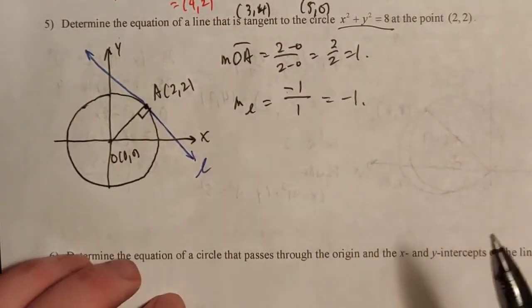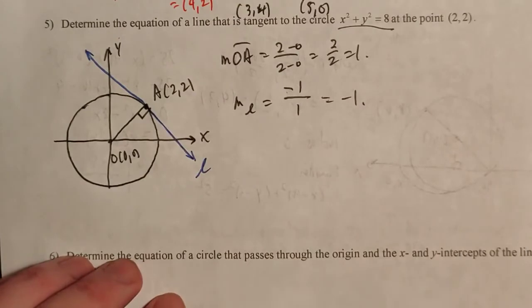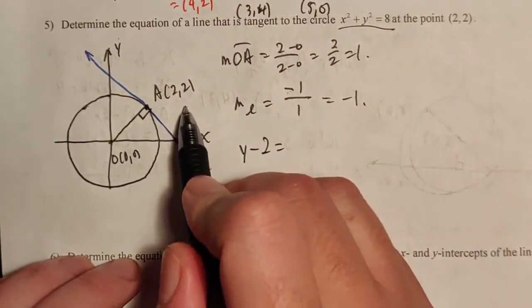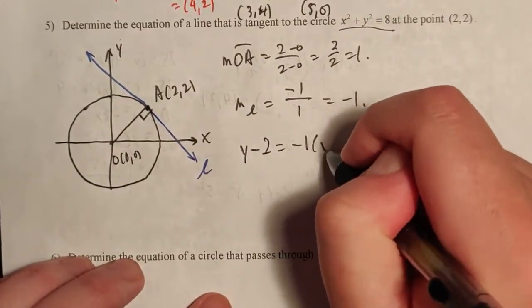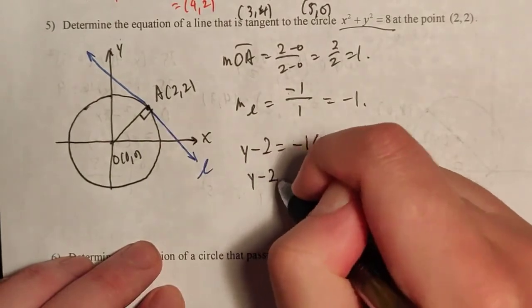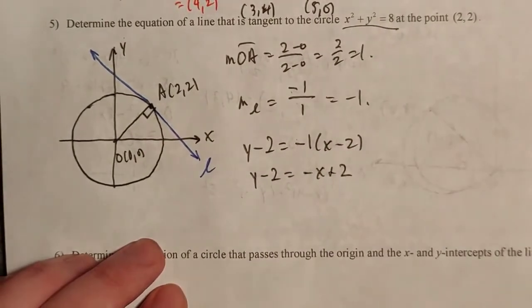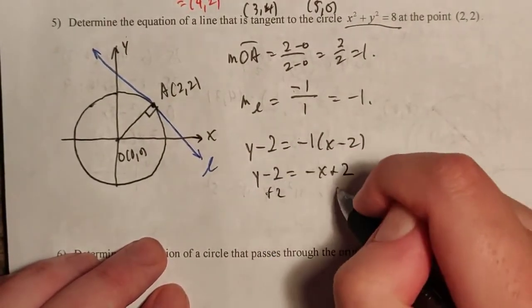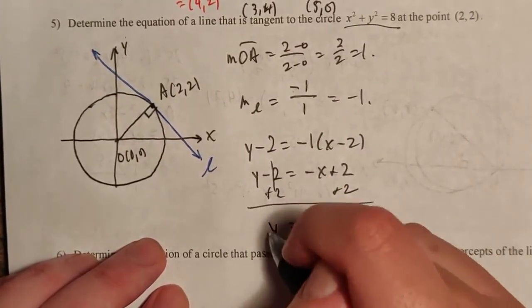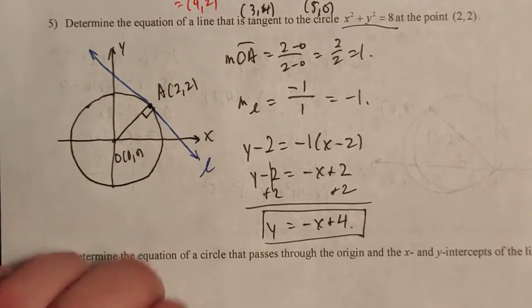So now we have all the pieces we need. We have a point, we have a slope, so that we can put it all together. So therefore, we know y minus 2, remember that we're just plugging in the y coordinate here, y minus 2 is equal to negative 1 times (x minus 2) as well. So negative 2, 2 here. So therefore, we get y minus 2 equals negative x plus 2 here. So we can add 2 to both sides. And therefore, we get y equals negative x plus 4. And this is the equation of our tangent line here.